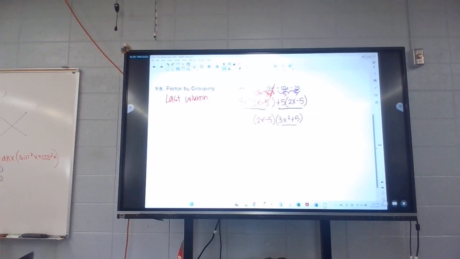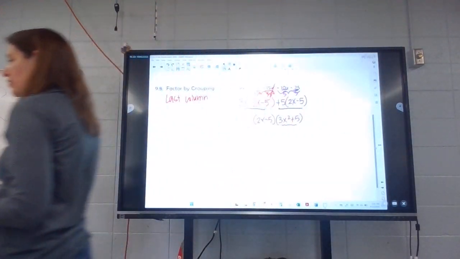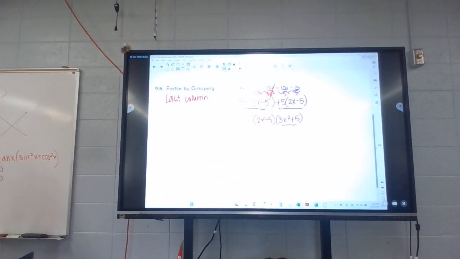So let's go into our next little type here. One of the things I wouldn't mind if you guys added to your chart, if you think it would be helpful to you, is adding perfect squares. Like that's not something that comes to mind when those come up. I want to put those on there.